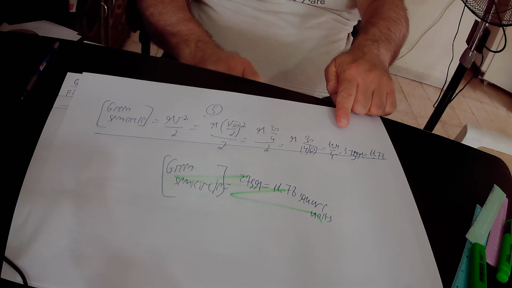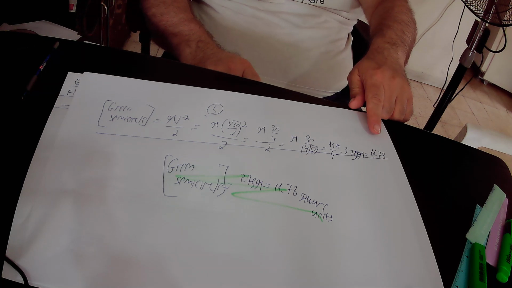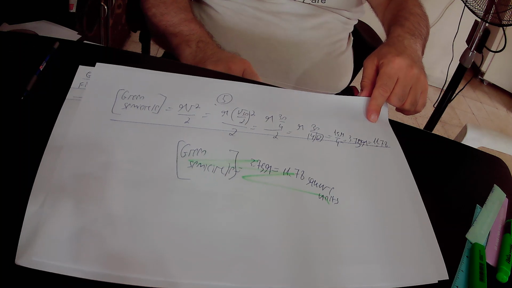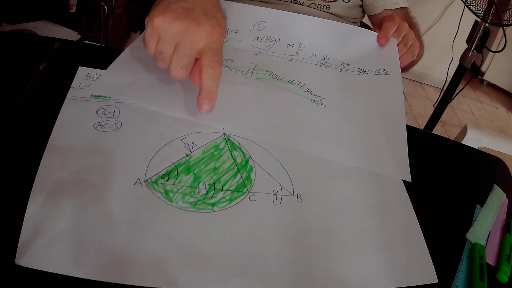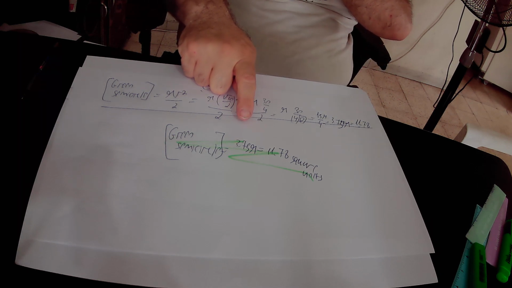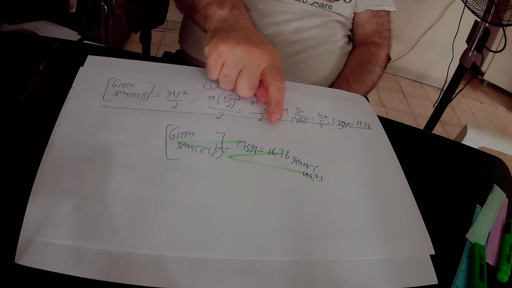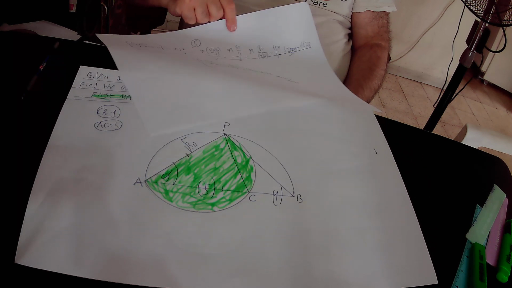15 over 4 is 3.75. Therefore, in total, the value of this expression is 3.75 pi. And 3.75 pi is equal to 11.78. So in conclusion, we found that the area of this green semicircle equals 3.75 pi square units, so in terms of numbers, it is equal to 11.78 square units. We finish with the first method.